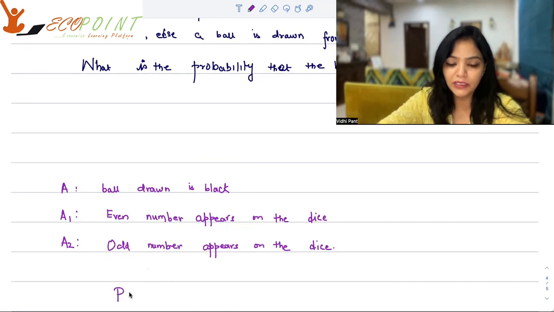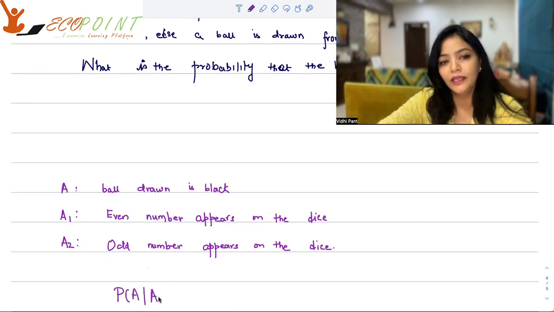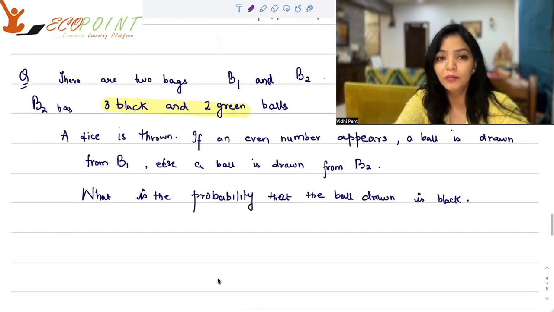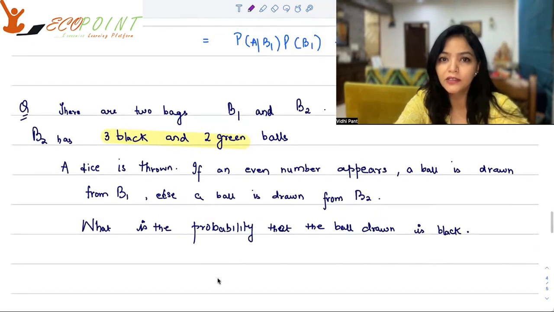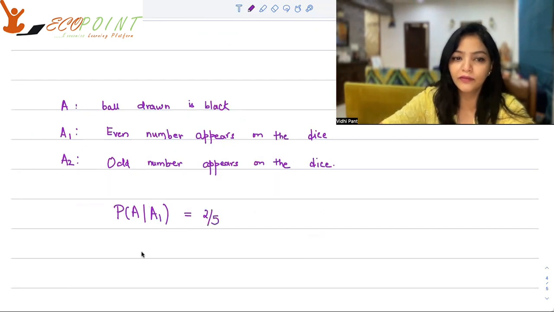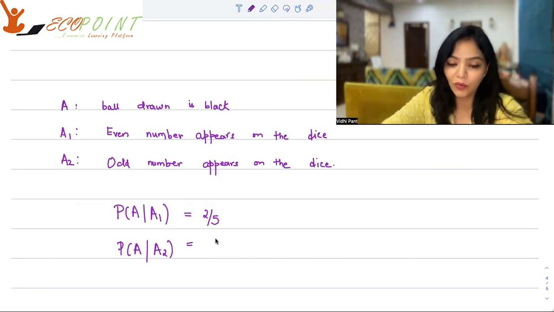Clearly, the probability of A given an even number appears. An even number appears, that means bag 1 is used. What is the probability of A? A means that the ball that you have drawn is black. Black ball from the first bag. So that is 2 upon 5. That is clearly 2 upon 5. What is the probability that you draw a black ball given A2, that is, an odd number comes up? That means you pick up the second bag, okay? That's going to be 3 by 5.